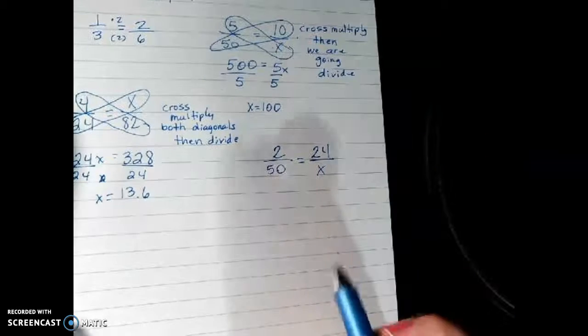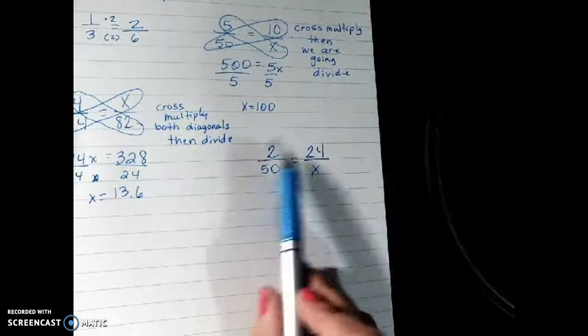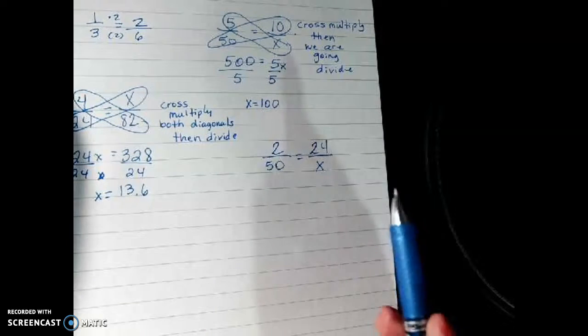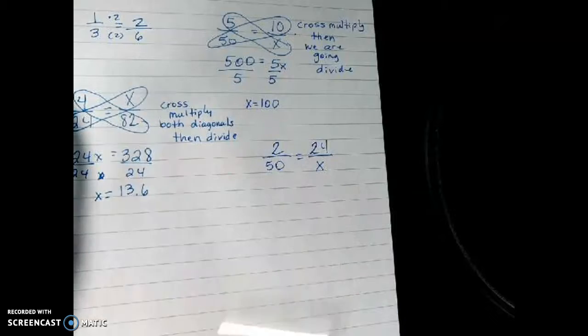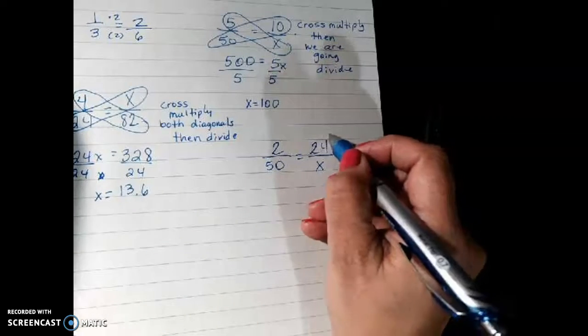All right, and the x can be in all different spots. It doesn't matter. This will eventually be a word problem. So depending how the word problem sets it up, we'll decide where the x goes. So we're going to cross multiply and divide.